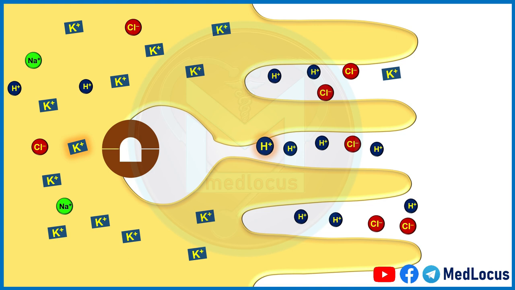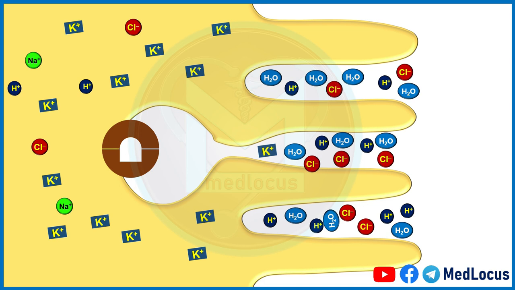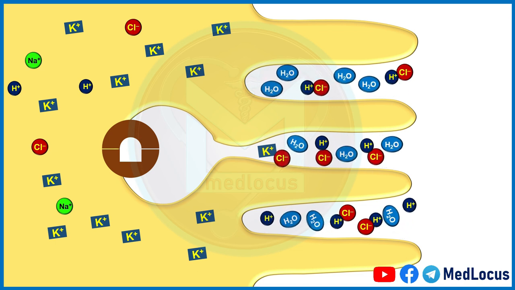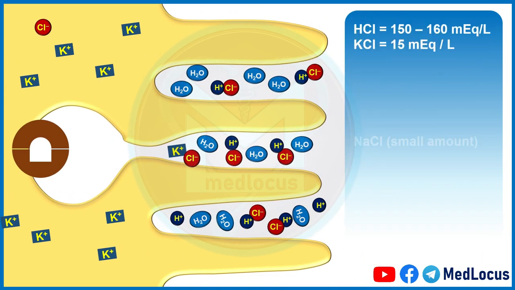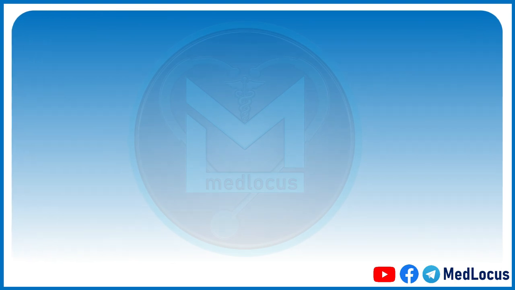Also, accumulation of osmotically active hydrogen ions generates an osmotic gradient, causing outward diffusion of water, forming a strong solution of hydrochloric acid in the canaliculus. Thus, the final secretion from the canaliculus contains water, hydrochloric acid at a concentration of about 150 to 160 milliequivalent per liter, potassium chloride at a concentration of 15 milliequivalent per liter, and a small amount of sodium chloride as well. Finally, let us conclude this video by listing some important functions of HCl and stomach.